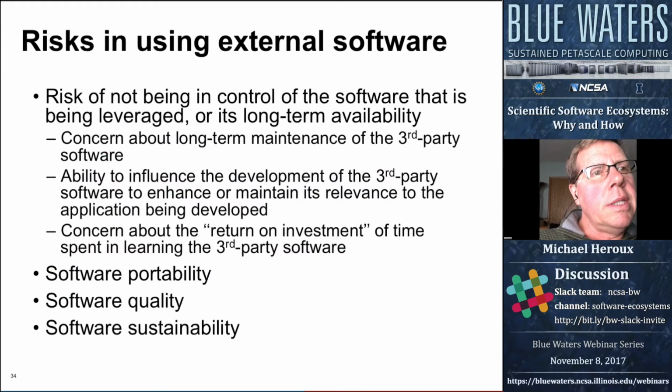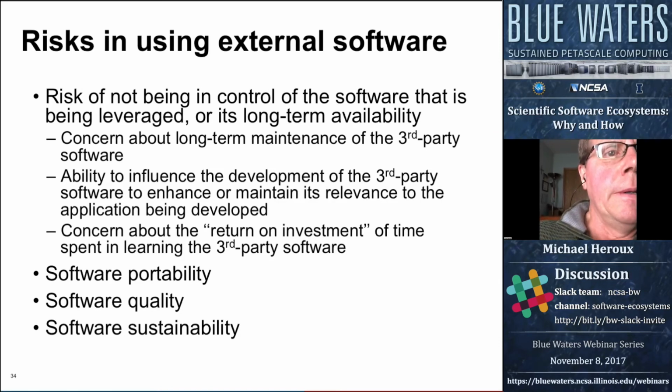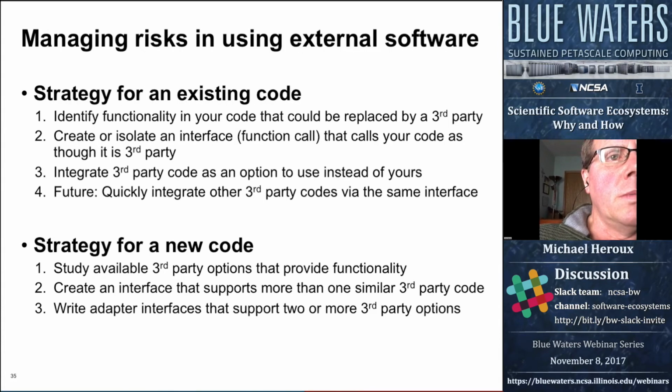All right, so next we're going to move on and talk about risk, because we wouldn't be honest with you if we said that you can use someone else's software and not have to worry. That's just simply not true. And so if we're going to be honest, we need to talk about this topic, and we also need to talk about strategies to reduce the risks associated with using third-party software. Some of the issues that come up are things like portability, software quality, and software sustainability. These are all factors that come into dealing with risks.